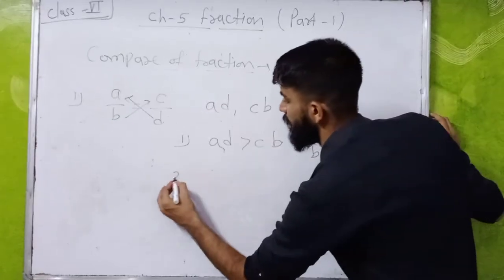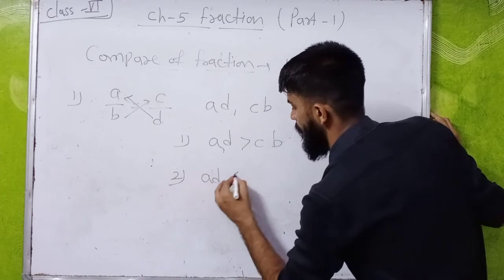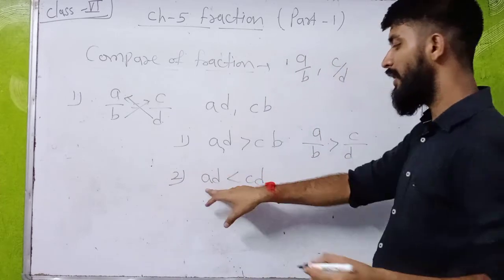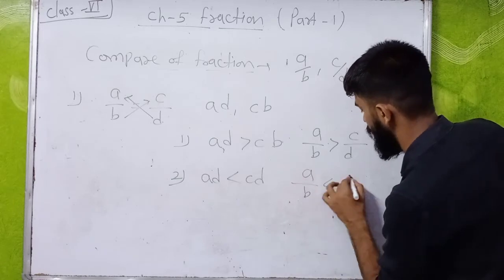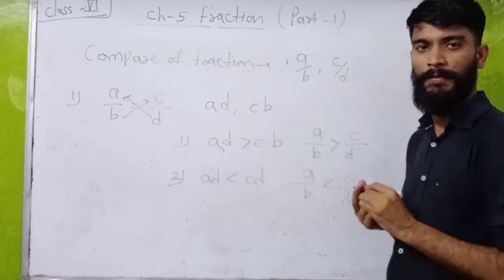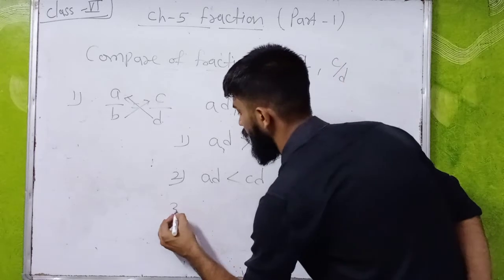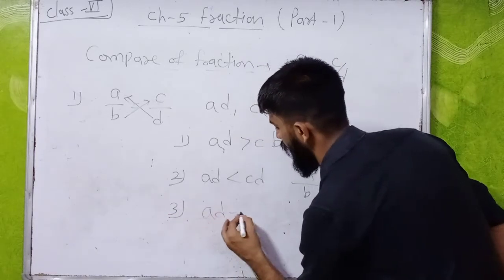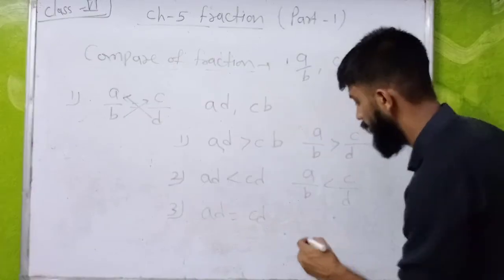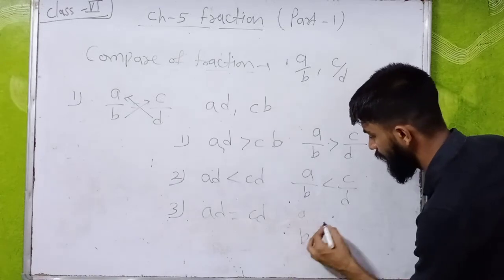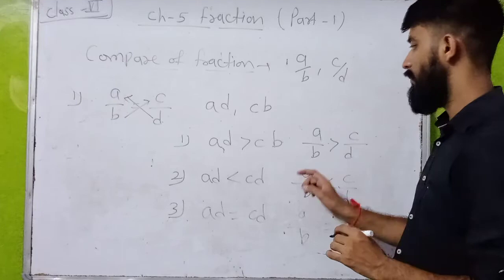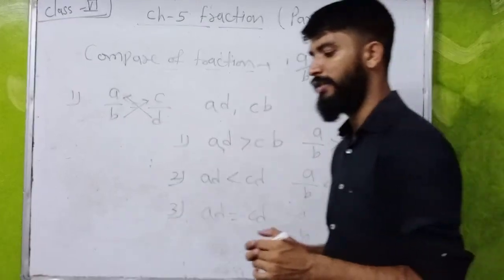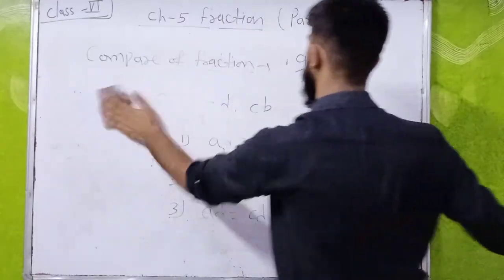Now the second concept: if a times d is less than c times b, then the second fraction is greater. Okay. Now the third and last: if a times d equals c times b, then a upon b equals c upon d. So this is the simple concept of comparing fractions. Now we will take an example.